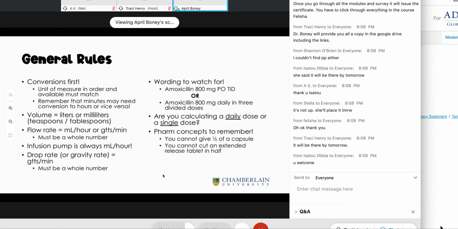And then other pharm concepts to remember. Capsules, we can't break a capsule in half, right? Capsules have little beads inside, so you can't give half a capsule. If it's an extended release tablet, you can't cut it in half, right? Because then you've destroyed the property of the medication. So just keep all those things in mind when you're working through your pharmacology questions.